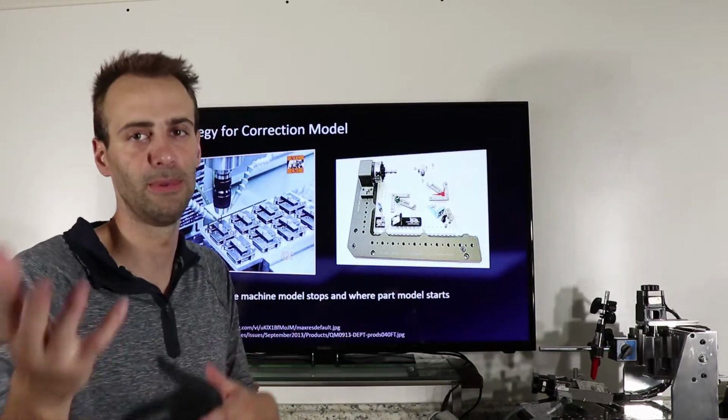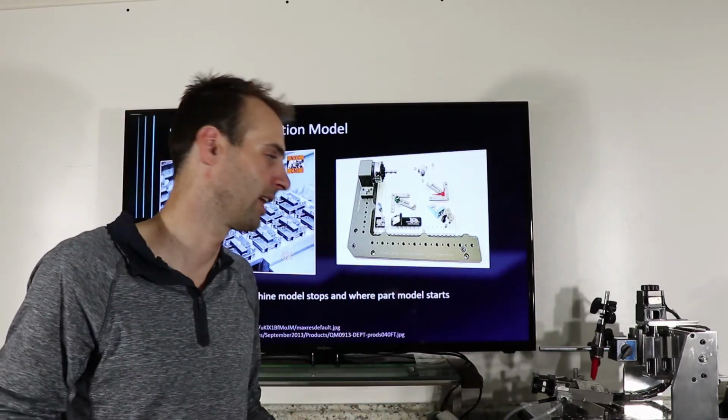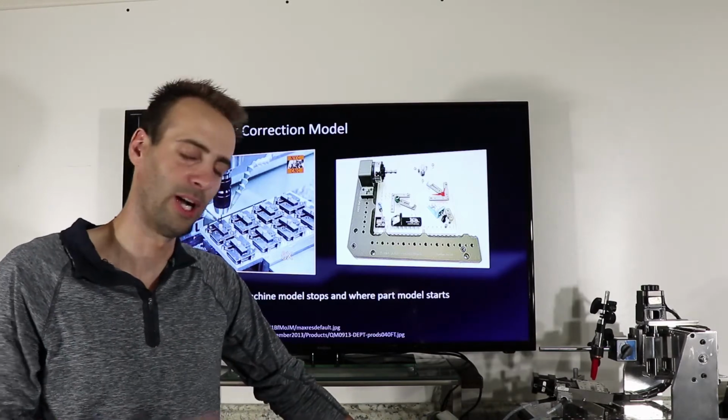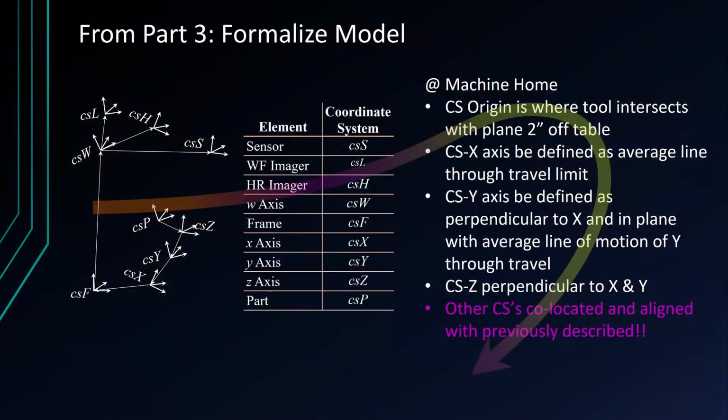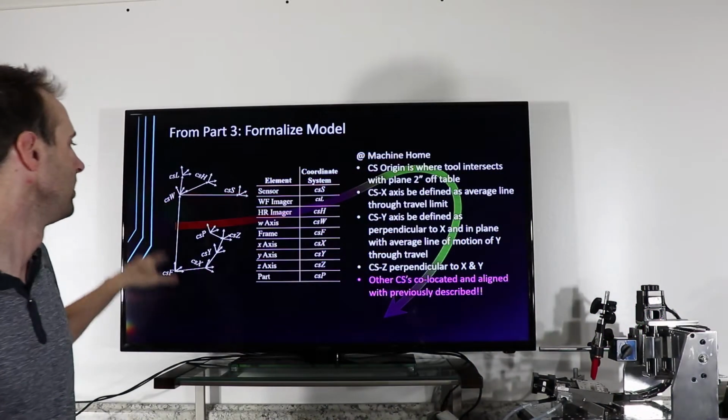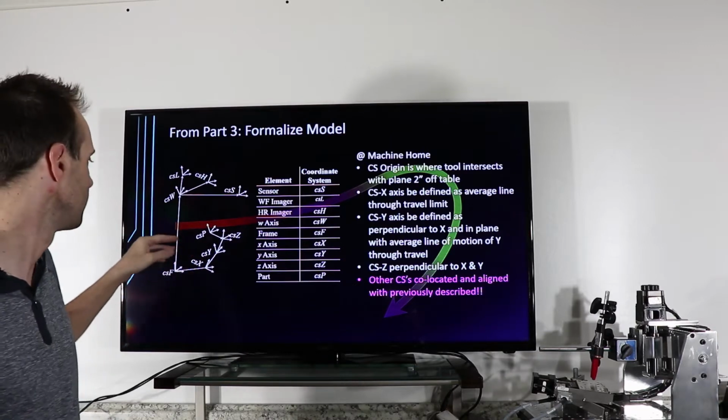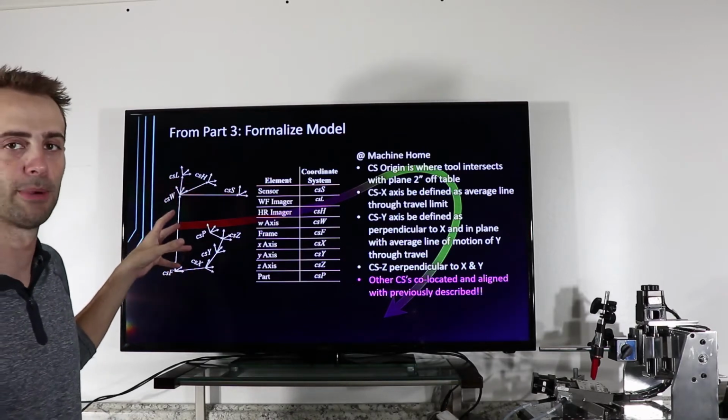Okay, so maybe on your machine they are, I don't know, but you need to think through all this stuff. However you're going to use the machine, that's how you're going to correct it. Remember that the ultimate goal here is to build this kinematic chain. Remember when I said you're not going to tear apart the machine.